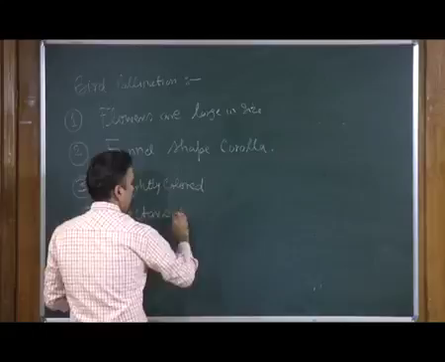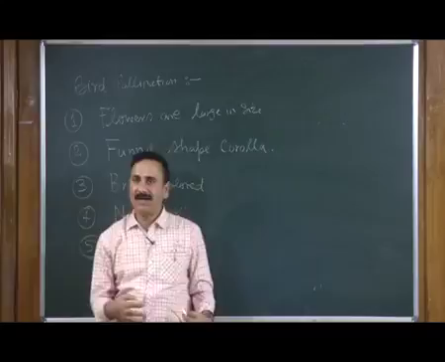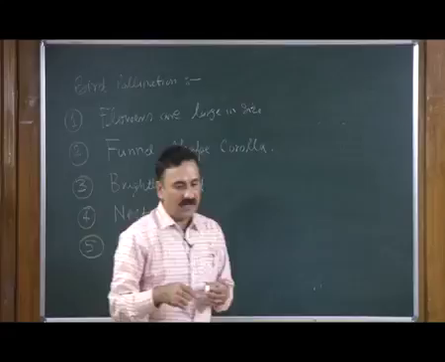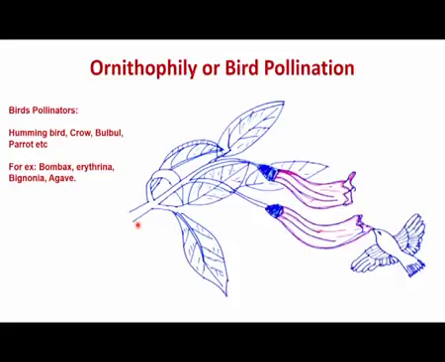But they like to have the nectar, because the nectar is a solution of sugar that birds can feed on. You can see on the PowerPoint slide, I have depicted a typical example of bird pollination. The birds involved in bird pollination are mostly the hummingbird, the crow, the bulbul, or the parrots. Examples of plants going through bird pollination are bombax, begonia, and agave.